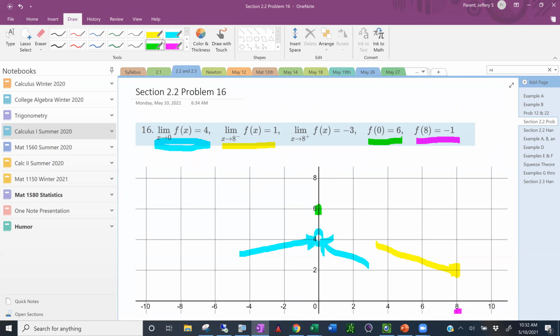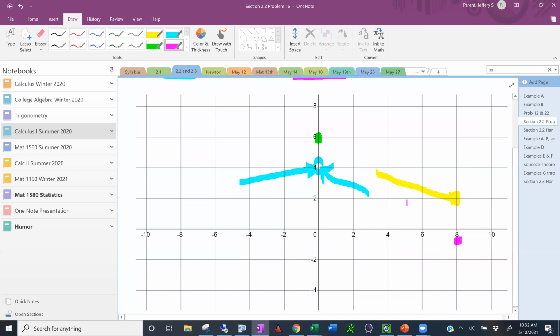Situation changes when you approach from the right. When you approach from the right, we're going to get closer and closer to -3. So let's find -3. That's going to be down around here. As we're approaching -3, so we're getting closer to that point there. Let me just clean that up a little bit. That didn't look too good. So you're getting closer and closer to -3 as you approach from the right.